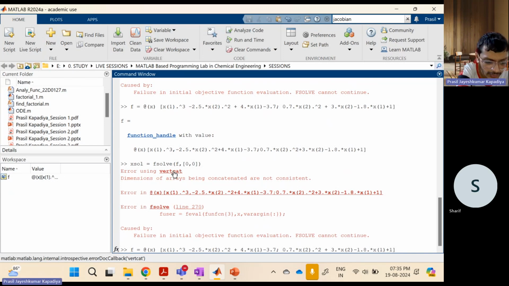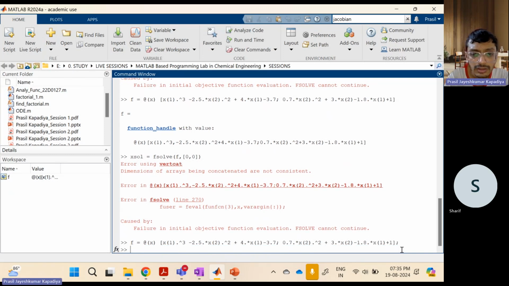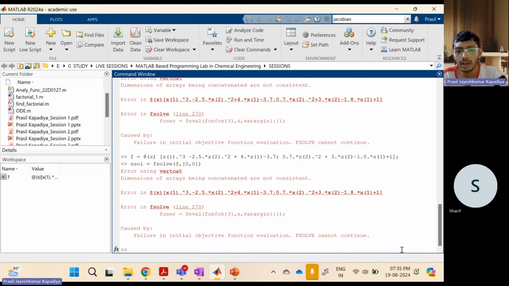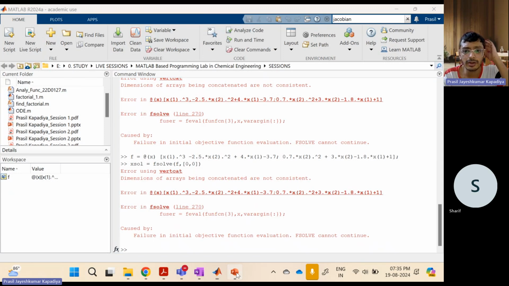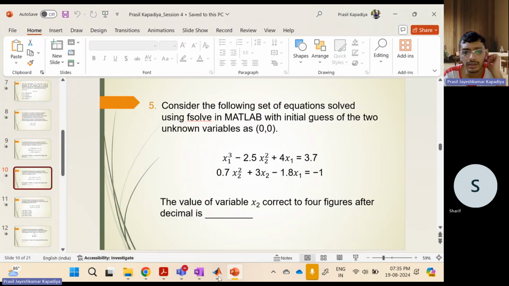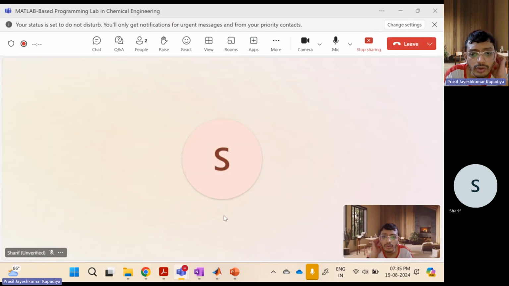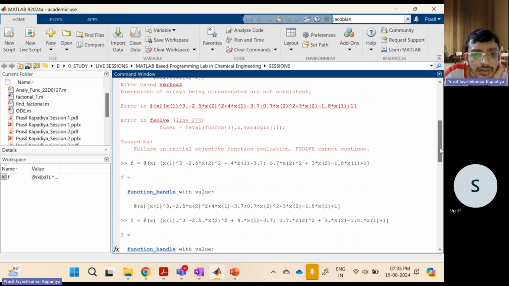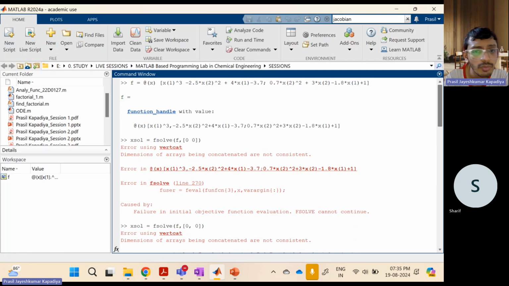So 1, this is correct. The issue is here somewhere. I'm not understanding what the error is, but everything that we have entered is correct. I don't know if someone can point it out. It is correct: x1 cube minus 2.5 x2 square.